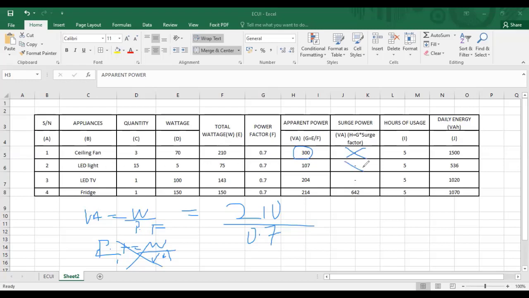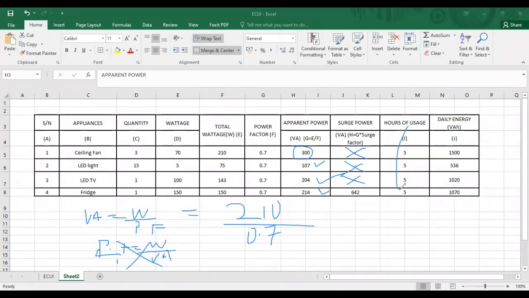Now this ceiling fan does not have a surge. The LED light bulb does not have a surge. The LED TV does not have a surge. Then the fridge has a surge. So what do we mean by the surge? I believe you now know how we got 107, 204, and also 214.